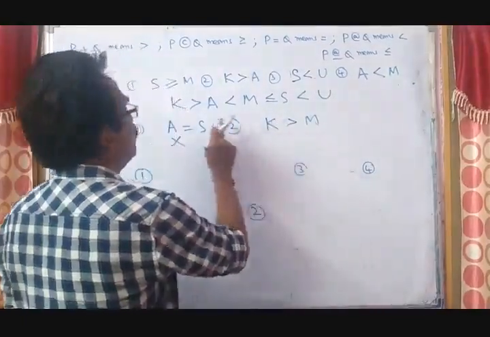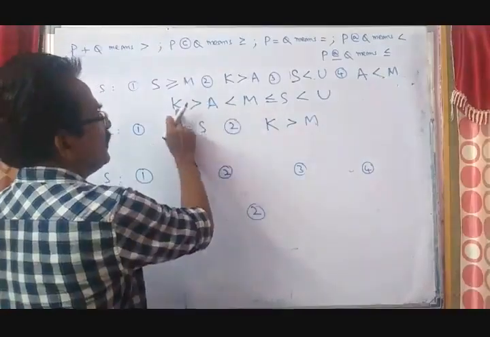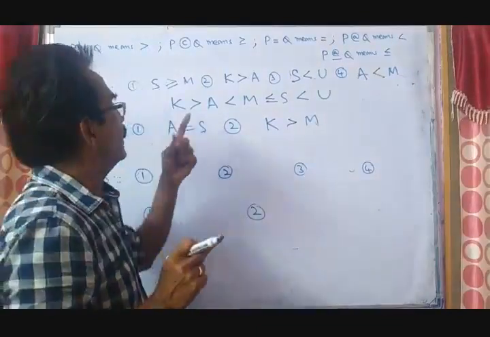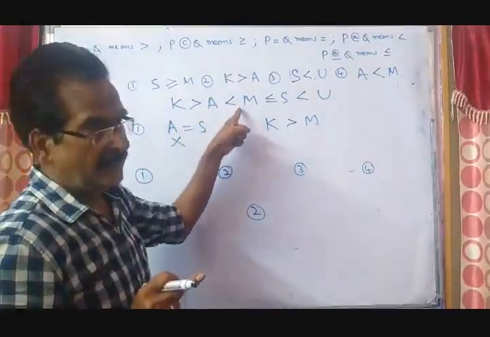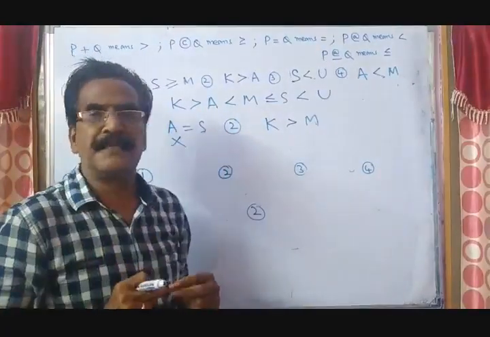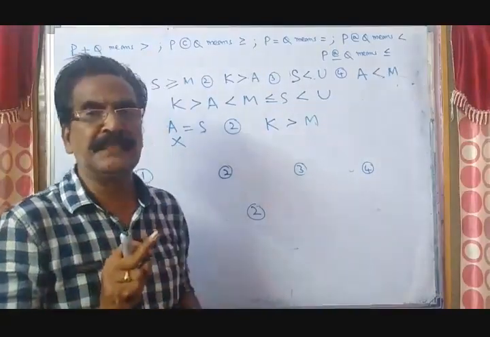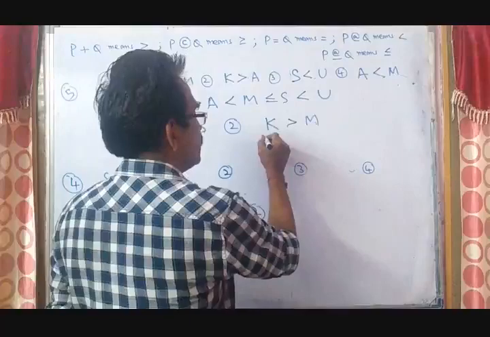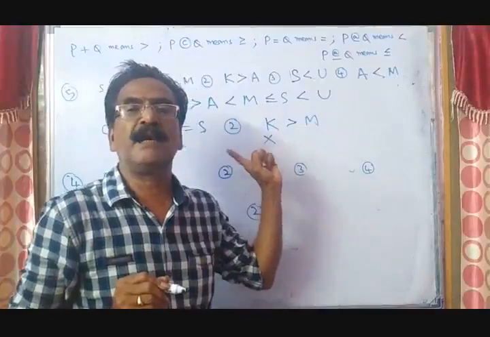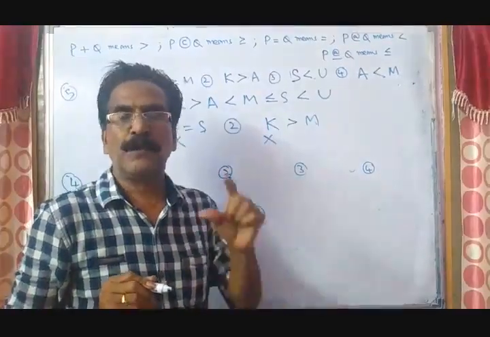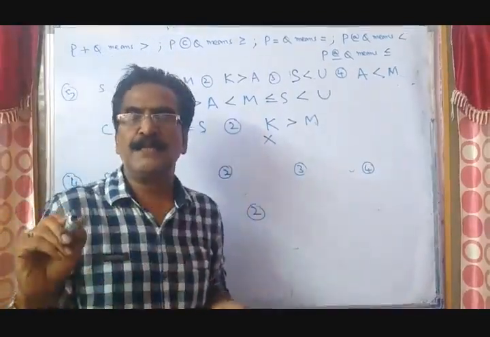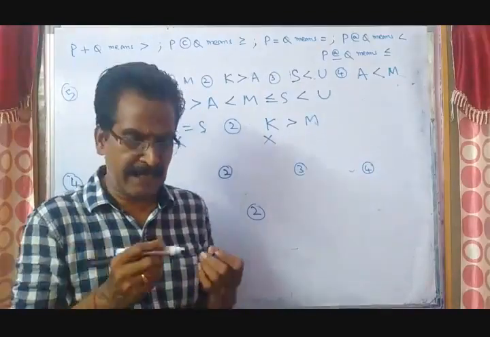K greater than M. So between K and M, two opposite inequalities are there: K greater than A, A less than M. Two opposite inequalities. We can't establish any relation when there are two opposite inequalities. So this conclusion is also false. So neither of the conclusions is true. Your answer from the options is: neither of the two statements is true. Okay, friends.